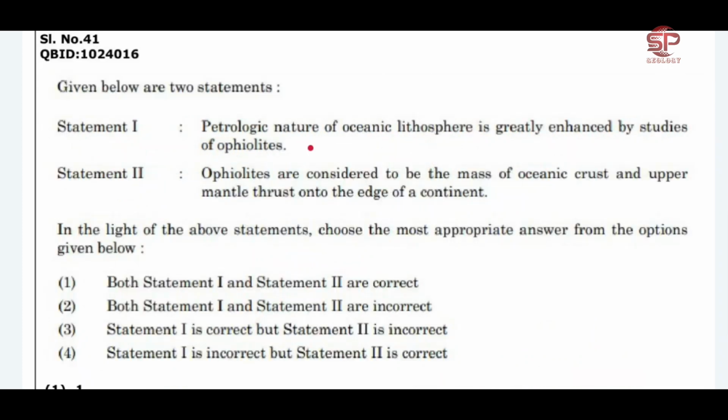Statement 1: the study of the petrology and nature of oceanic lithosphere is greatly enhanced by studies of ophiolites, because ophiolites are a part of the oceanic crust preserved on the continental part. Then, ophiolites are considered a mass of oceanic crust and upper mantle that is thrust onto the edge of a continent. During subduction or collision, part of the oceanic crust is thrust over the continent by a process called obduction. So both the statements are true.